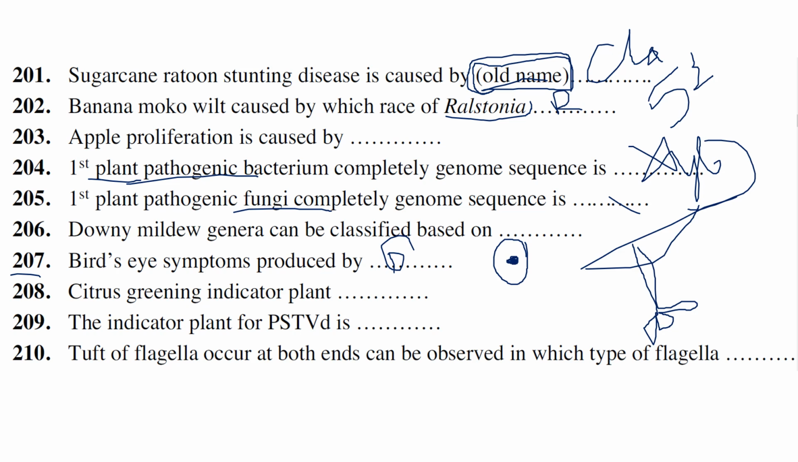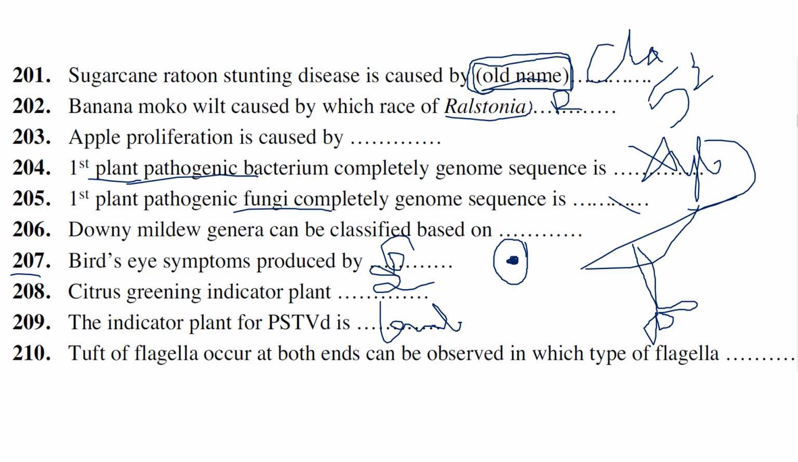The next one is a citrus greening indicator, so the indicator plant for citrus greening. Generally the indicator plant for citrus greening is sweet orange. The indicator plants I will place in the next slide, as there are different kinds of indicator plants in plant virology. So generally the citrus greening indicator plant is sweet orange. The indicator plant for potato spindle tuber viroid: generally tomato can be used as the indicator plant for potato spindle tuber viroid.